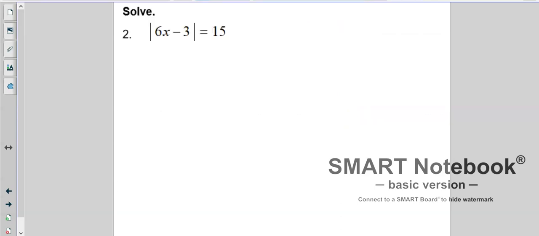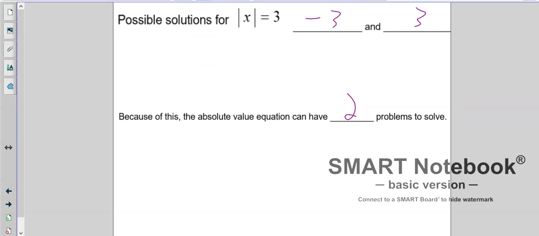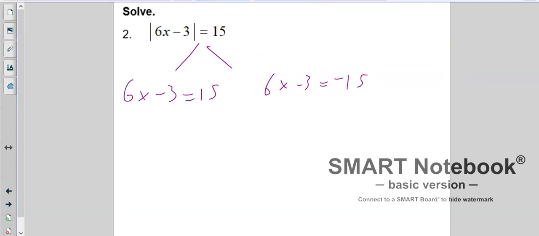So what we do in this case is we are going to branch off into 2 different problems. We're going to write 6x minus 3 equals 15, but we're also going to say 6x minus 3 equals -15. There's 2 separate problems. Because if you think about it, we just said this could be -3 or 3. So we're going to say, like in this case, x equals 3, like we see it, and x equals -3. That's why we set it up this way.